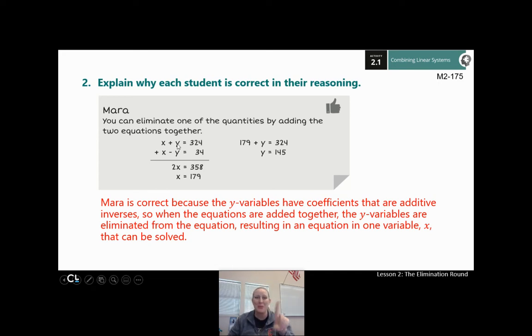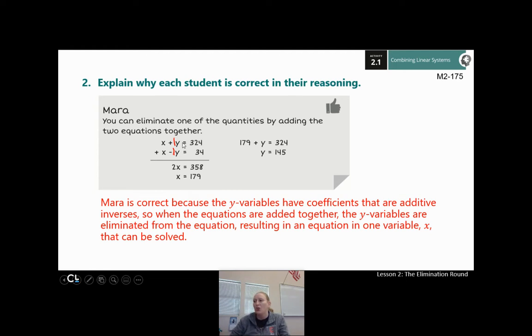But Mara's method was also correct because the Y variables, now we've used this word in the warm-up, right? The Y variables have coefficients that are additive inverses. Remember, that was code for opposites. Notice that's a positive one, and it doesn't have a 1 in front of it. We could put a 1 in front of it, but this has a coefficient of a positive 1, and this Y has a coefficient of a negative 1. They're opposites or additive inverses. Your book really likes the word additive inverses, but you know that means opposites.